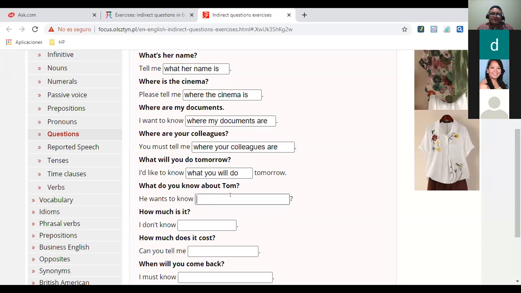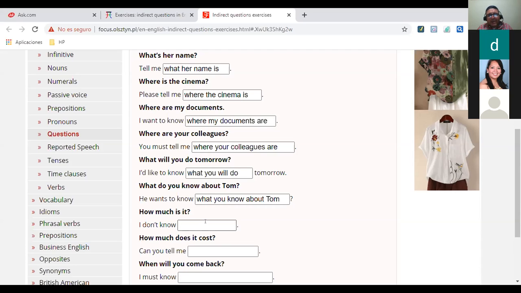What do you know about Tom? He wants to know what you know about Tom. So as you can see, with the original direct question, you're using the auxiliary do. But when you transfer it to indirect, the auxiliary disappears. So he wants to know what you know about Tom.